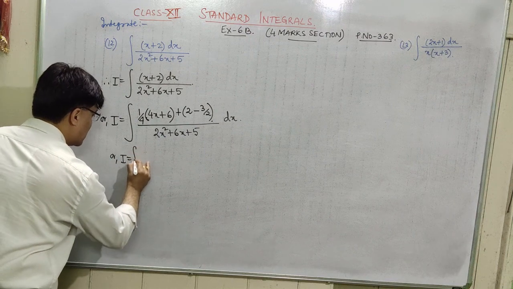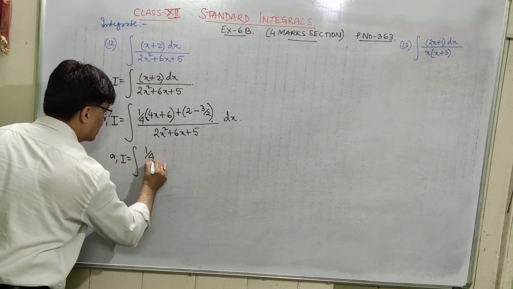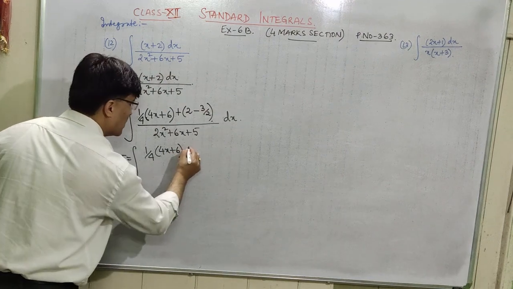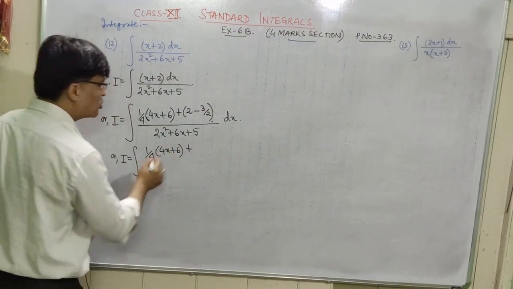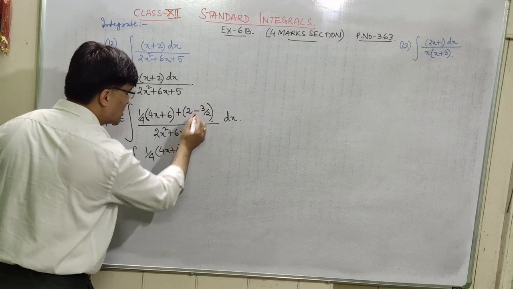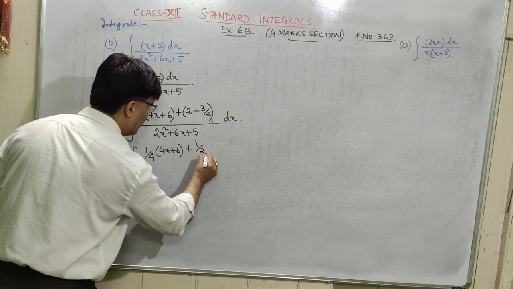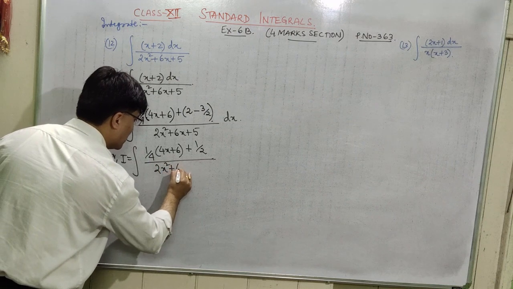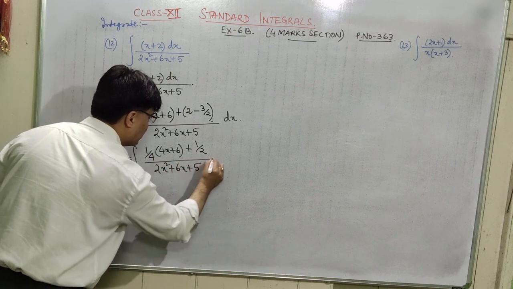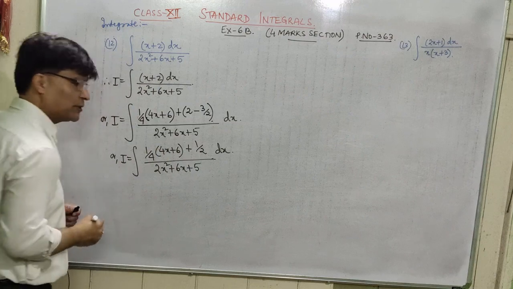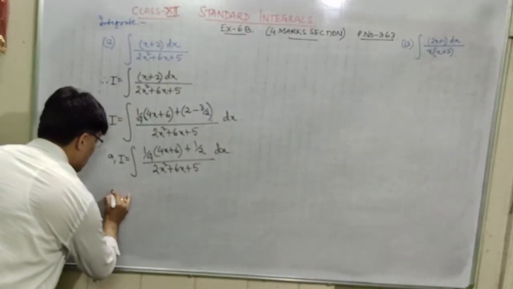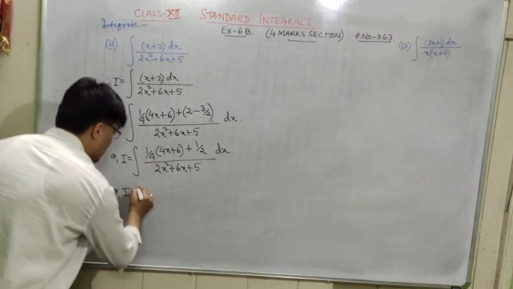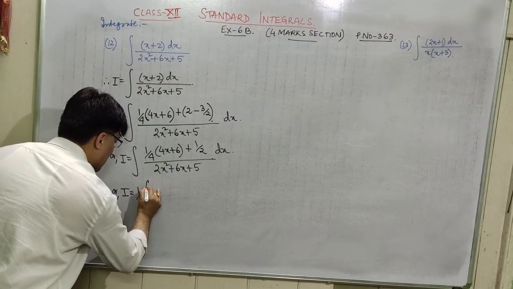I is equal to integration of 1/4 within bracket 4x plus 6 plus, what is 2 minus 3 by 2? 2 2s are 4 minus 3, it is half, divided by 2x square plus 6x plus 5. Then what do we write? dx. Okay. So now we can separate the term. I is equal to, separate the term now. This 1/4 is constant, taken outside.